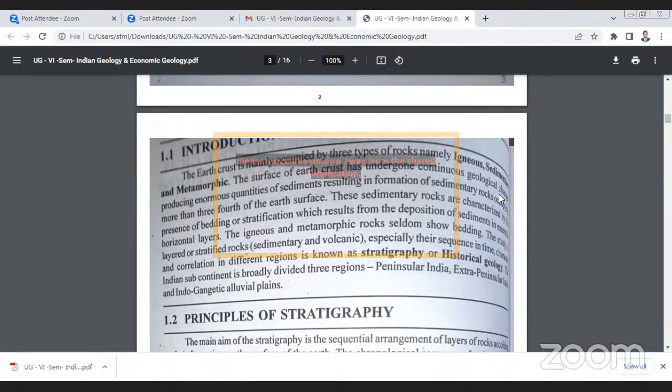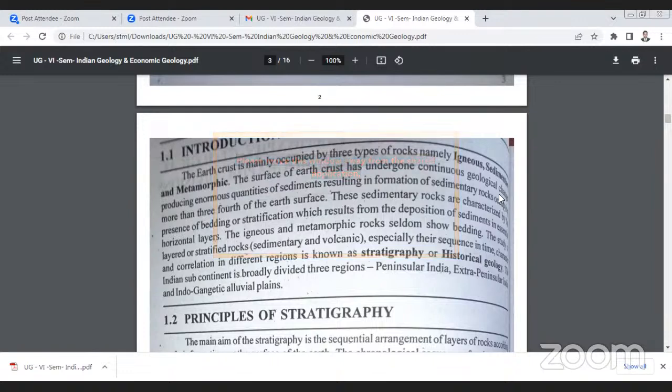The igneous and the metamorphic rock formations show different bedding. Then the stratified rocks are the layered formations we see, particularly in sedimentary formations. Here, in the sedimentary formation, sometimes some gaps are formed, and the gaps are occupied by volcanic activity. The volcanic formations will be seen along the layer.